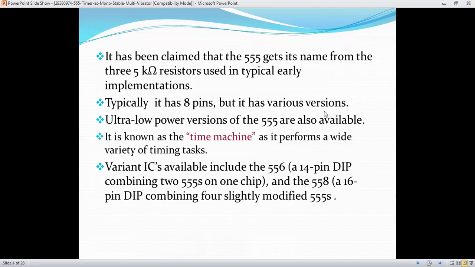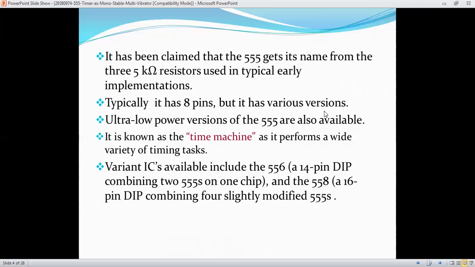It has been claimed that the 555 gets its name from the three 5K resistors typically used in early implementations. Typically it has 8 pins, but it has various versions. Ultra low power versions of the 555 are also available. It is known as the time machine as it performs a wide variety of timing tasks. Variant ICs available include the 556, a 14 pin DIP IC, and the 558, a 16 pin DIP IC.